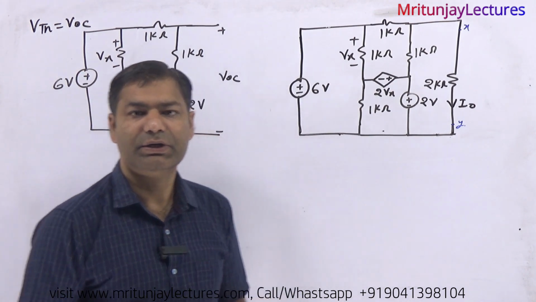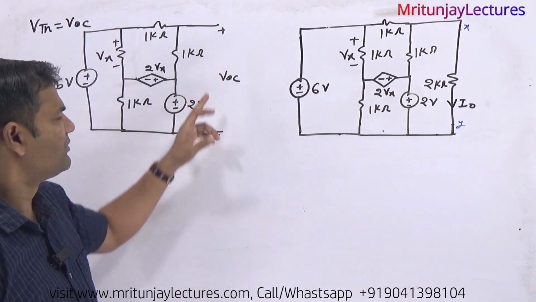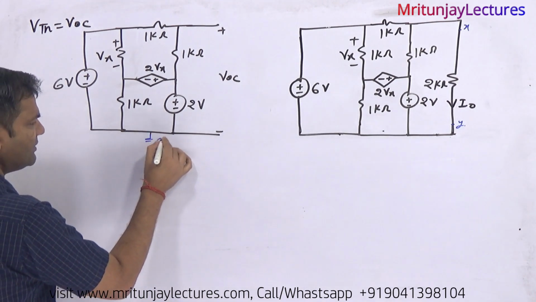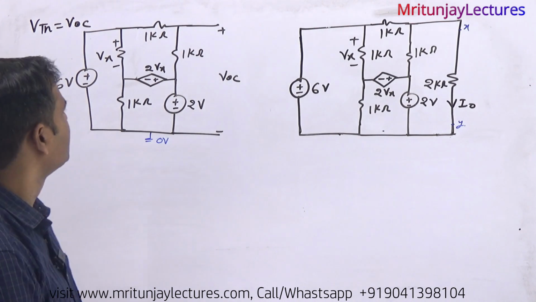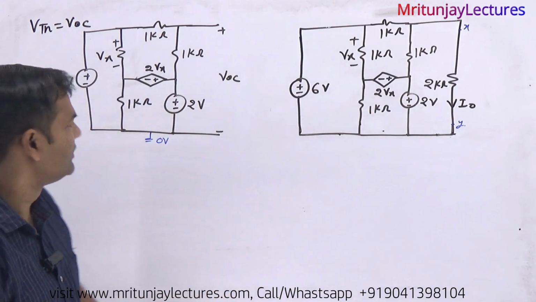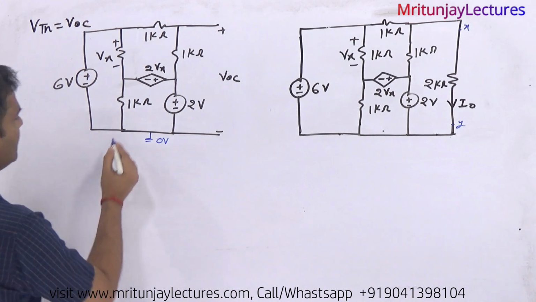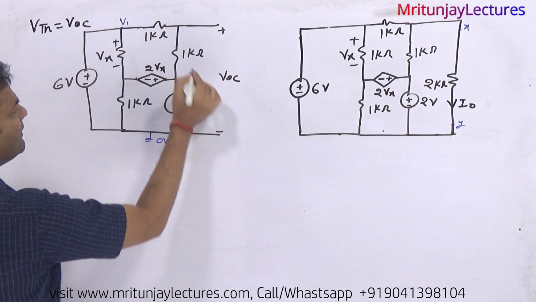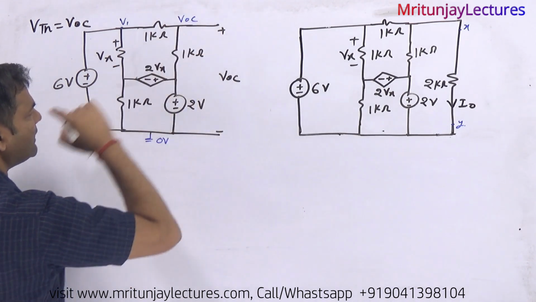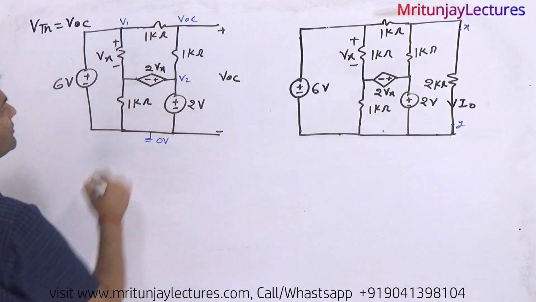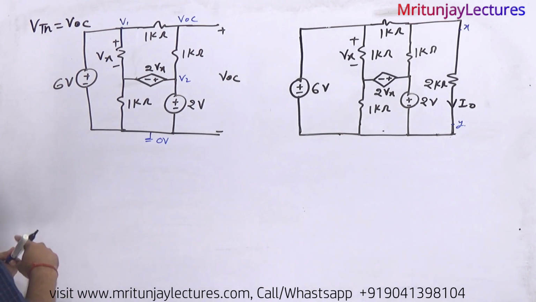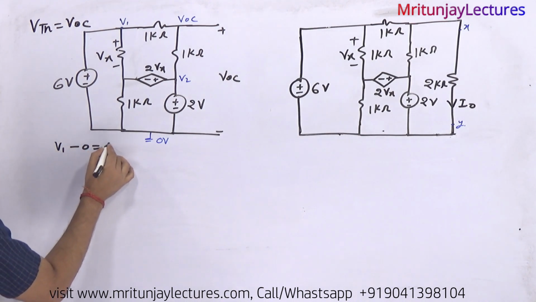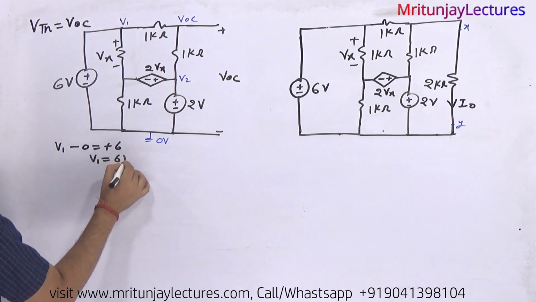Clear or not? So our motto is to determine V of OC. So how can we determine it? First of all, we have considered this node as 0 volt. If this one is 0, then this one is V1, this is V of OC and this is V2. So what about V1? V1 minus 0 will be equal to plus 6, so V1 is 6 volt.